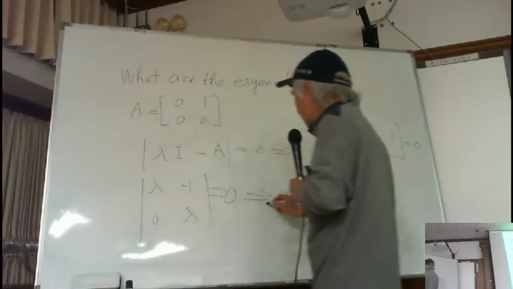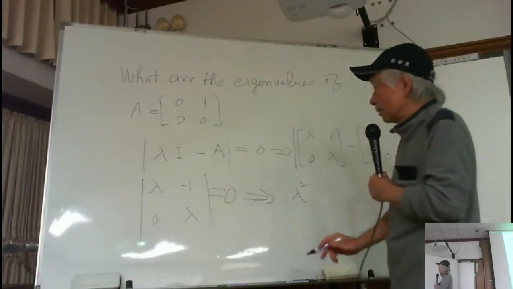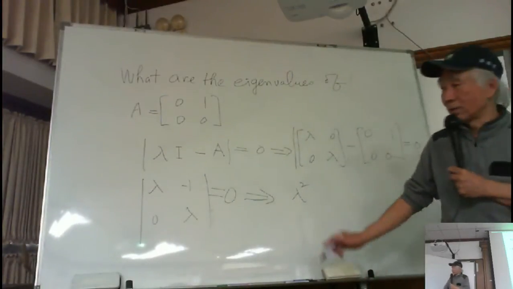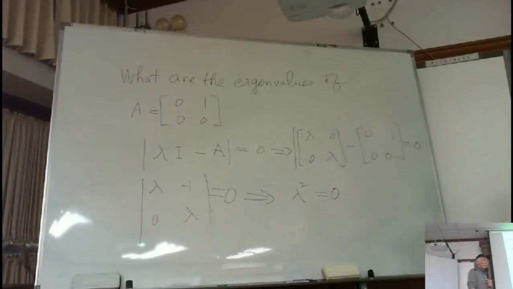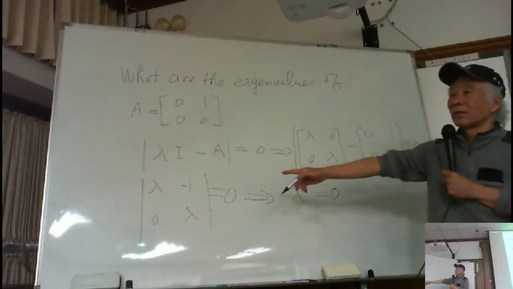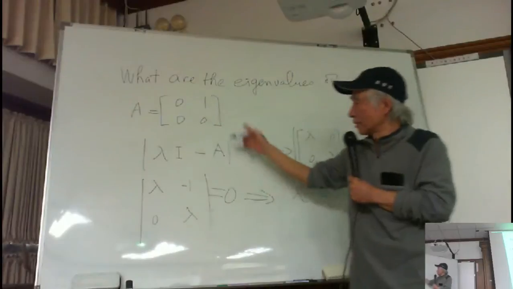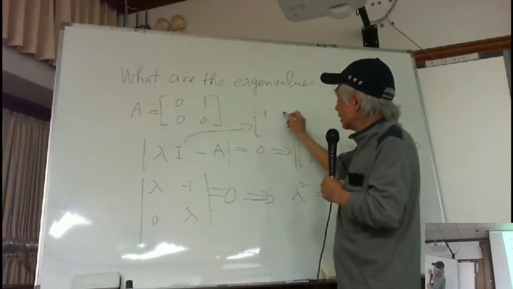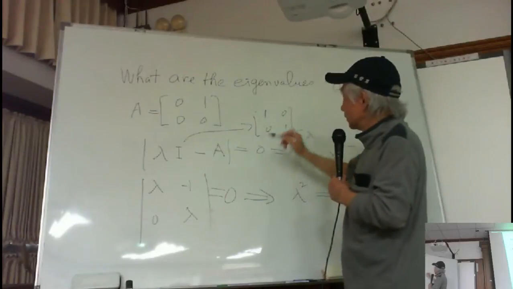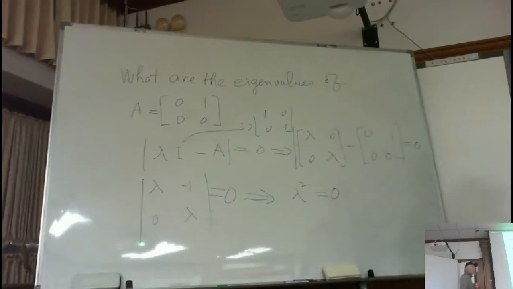That means lambda square equal to what? Right? Agree? That's how you solve eigenvalue, right? This is the determinant. This I means 1, 0, 0, 1. So I try to refresh your memory about this. Okay.